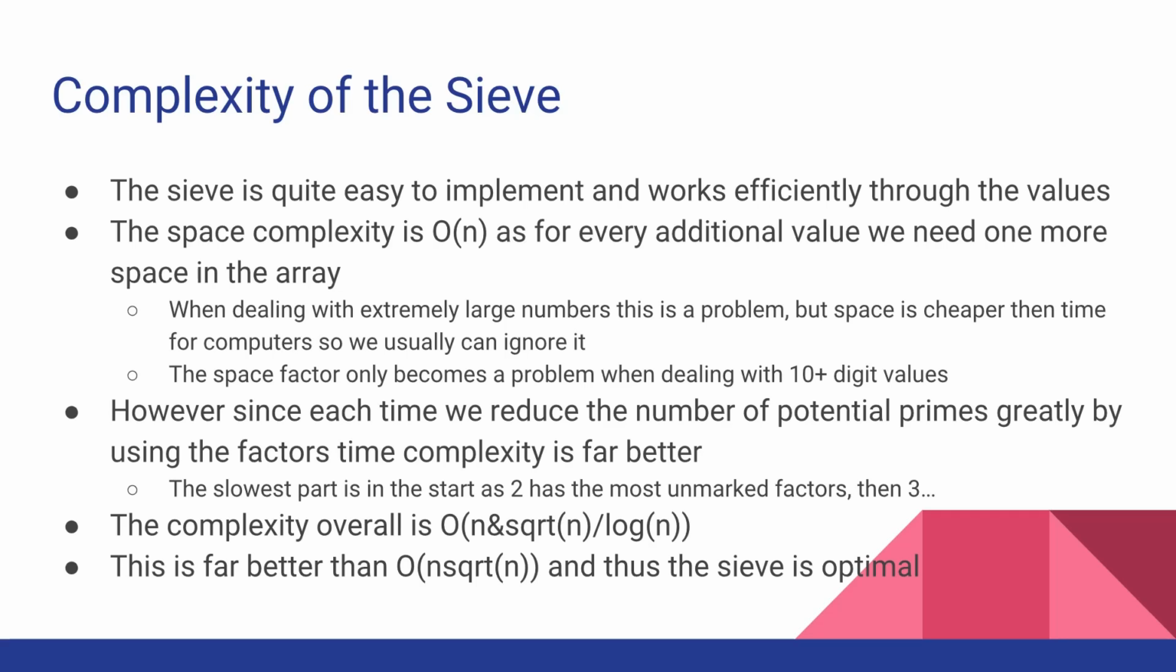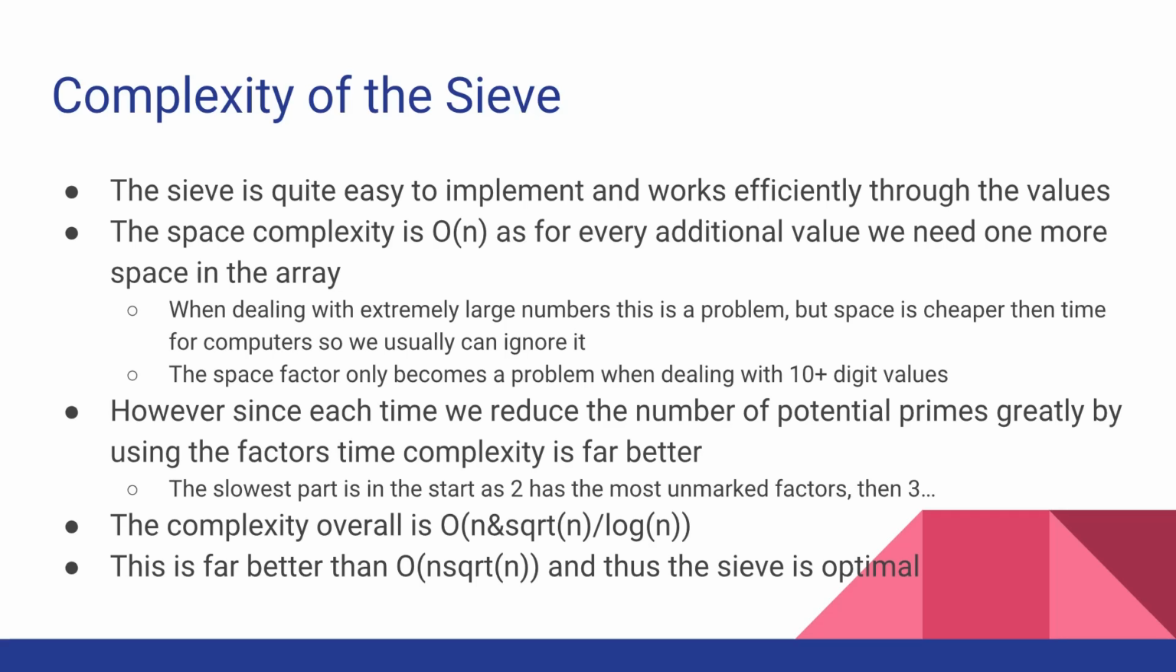The sieve is actually very easy to implement, and it works efficiently through the values. It's pretty much as efficient as possible for a reasonably quick implementation of prime number discovery, and it'll work on any type of system. Many of the more complex prime number discovery methods require multi-threaded or even multiple systems to work together in supercomputers. Ours will work well on any type of computer.